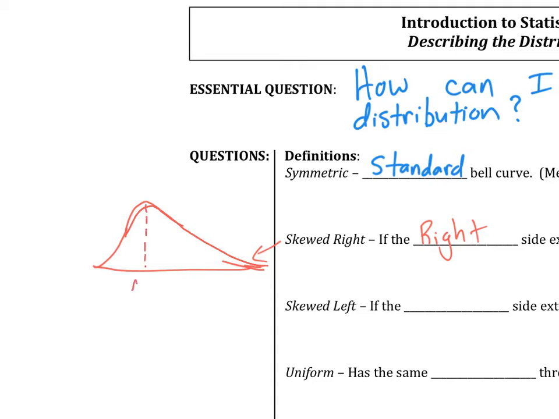So in this one, the median would be here, but the mean would be in a different spot. The mean would be more to the right. So skewed right means there's a tail that goes off to the right. So it comes up and then it tapers off to the right. Like that.